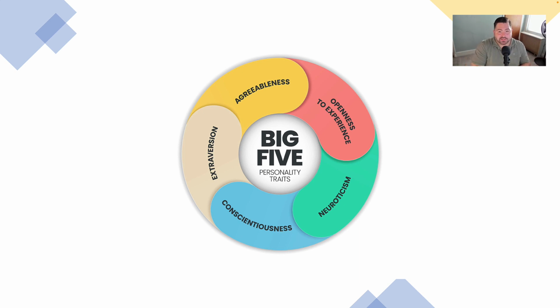And this is a psychological concept that was developed in 1949 that was really trying to understand human behavior. And as you can see from the slide, there are 5 characteristic traits that go into the Big Five personality traits. And they are agreeableness, openness, neuroticism, conscientiousness, and extroversion.